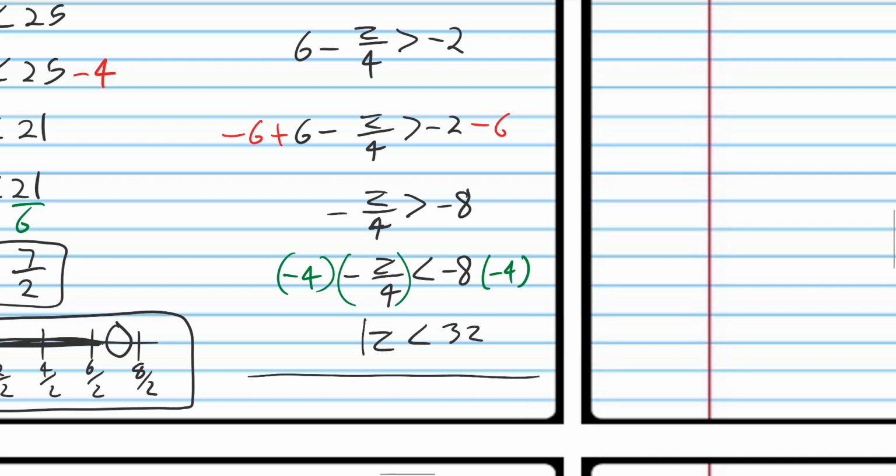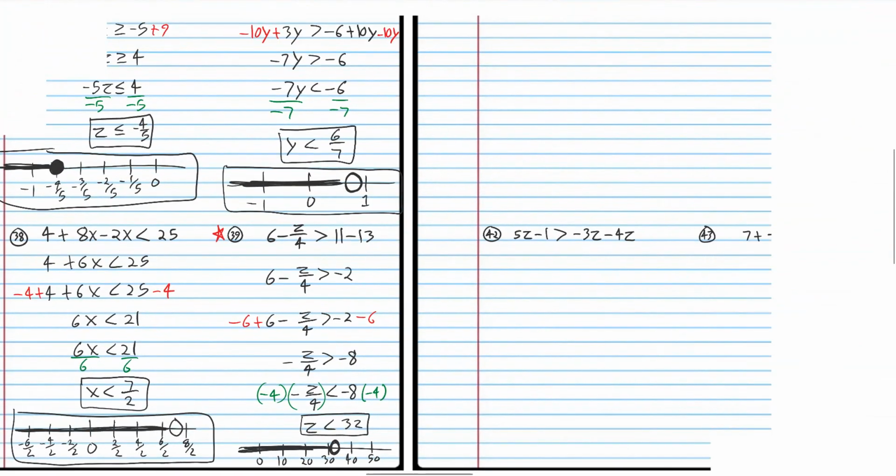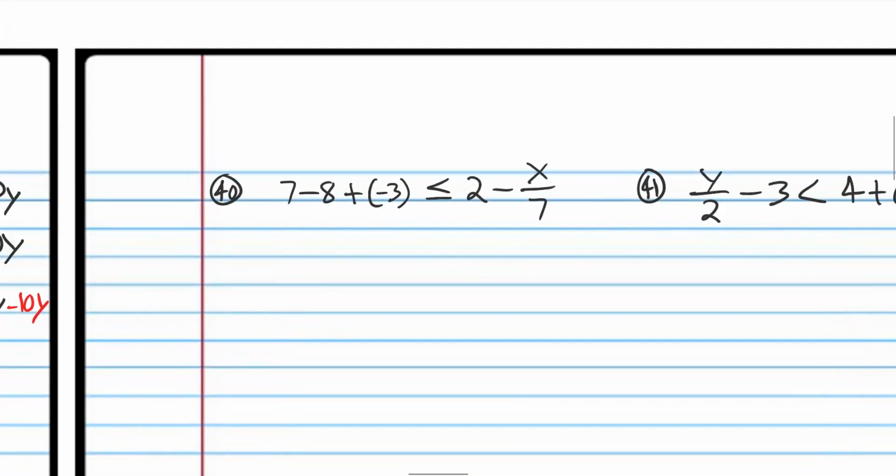And if you got, well, you didn't do this one on your own, so z is less than 32. So 32 is here, and we need an open dot. And z is less than, so we shade in this region here. All right, why don't you try number 40?